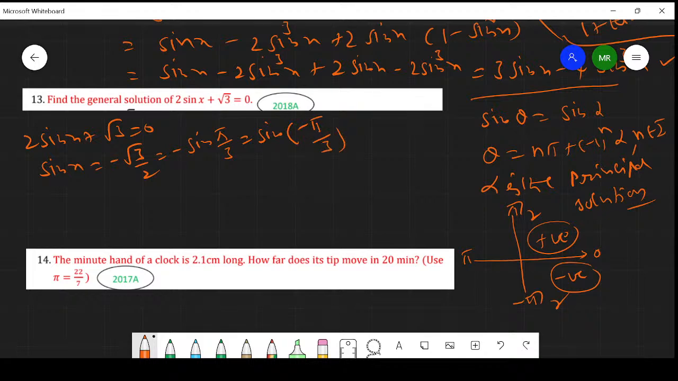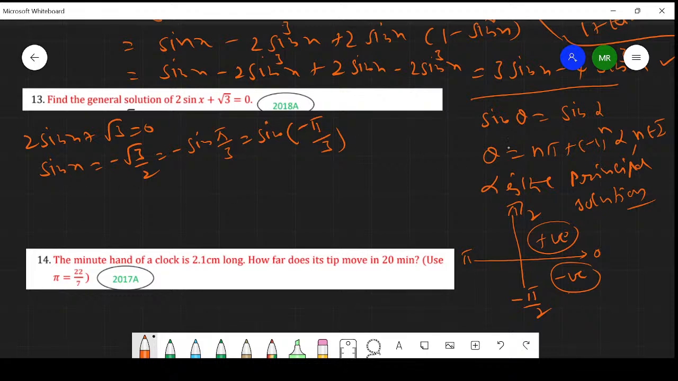Sir, why have I written like this? Because whenever the sine value is negative, the principal solution should lie between minus pi by 2 to 0. This is minus pi by 2. So that's the reason: minus sine theta is sine of minus theta. So this is the alpha value.